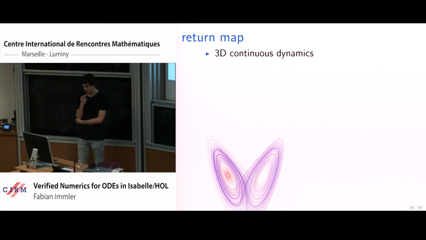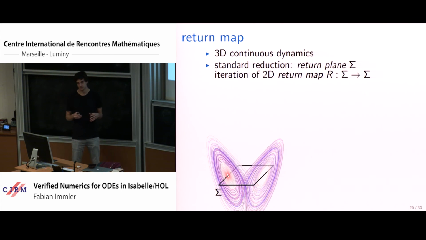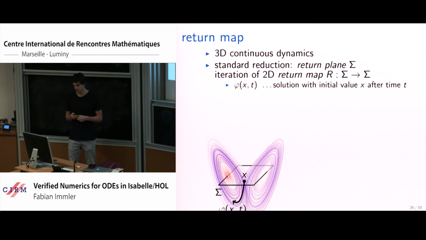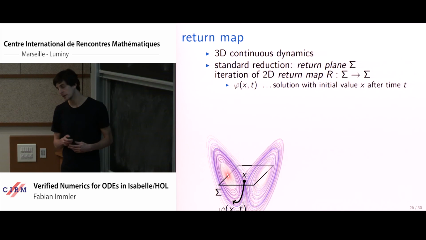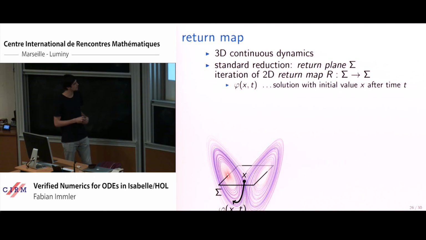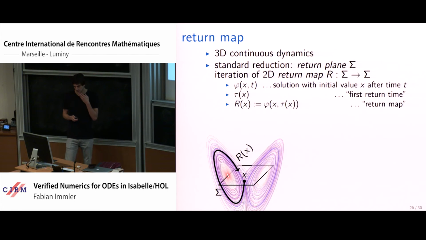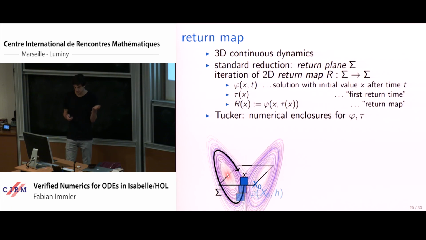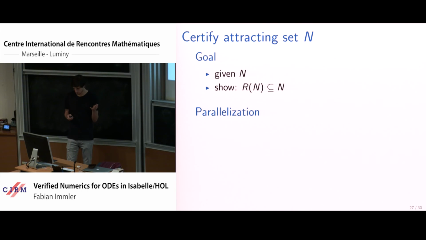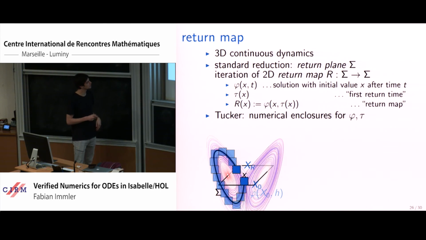So what's the attracting set? The standard approach when studying chaos for this attractor is to reduce this three-dimensional dynamics to a discrete dynamics on a two-dimensional plane, on this return plane sigma, and then look at iterations of what I call the return map on that return plane. This return map is defined, for some point x, as the point where the solution first returns back to that plane. That's the return map. And so basically what Tucker did was to compute numerical enclosures for the solution to obtain an enclosure for the return map. And that's basically what we can do as well.